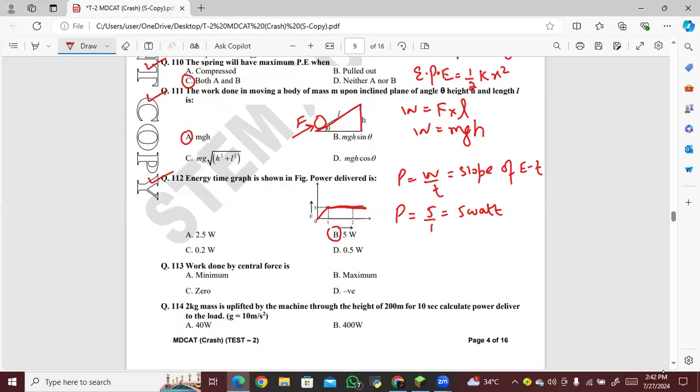Work done by a centripetal force is zero, because when an object rotates in a circular path, its displacement can be determined by a tangent line, and the centripetal force acts towards the center. So the angle between them is 90. The formula of work is F D cos 90, so work done will be zero.